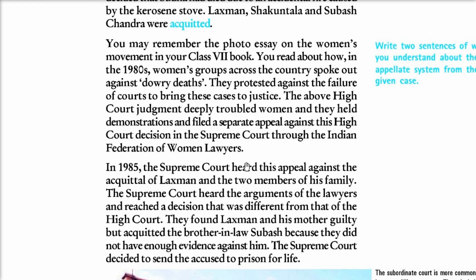So in 1985, the Supreme Court heard this appeal against the acquittal of Lakshman and two of his family members. The Supreme Court heard the arguments of the lawyers and reached a decision that was different from the High Court. They found Lakshman and his mother guilty, but they acquitted the brother-in-law because they didn't find enough evidence against him. So the Supreme Court decided to send the accused to prison for life.